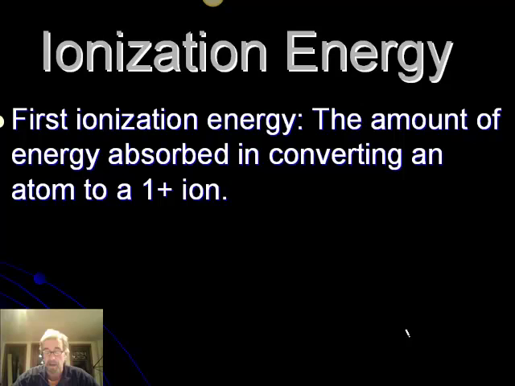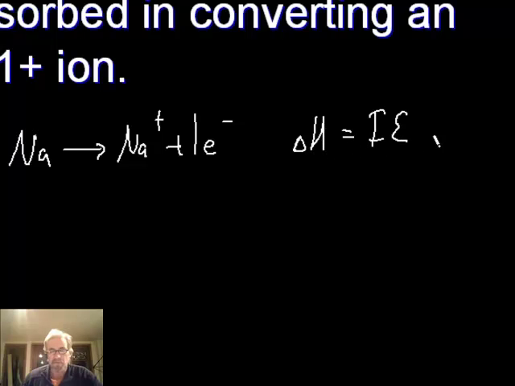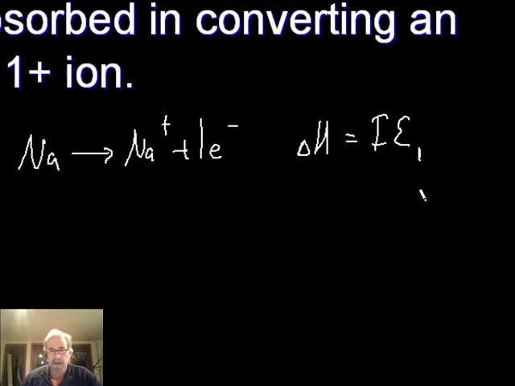Ionization energy is another thing that shows trends in the periodic table. First of all, let's define ionization energy by looking at the first ionization energy. The first ionization energy is how much energy it takes to convert an atom from a neutral atom to a 1+ ion. So for example, if I have a sodium atom and I convert it to a sodium ion by removing one electron, the delta H for this process is going to be the first ionization energy, because I've removed the first electron from that atom.